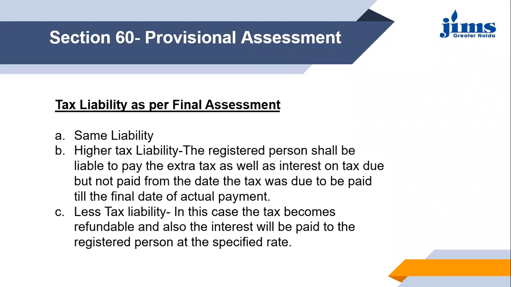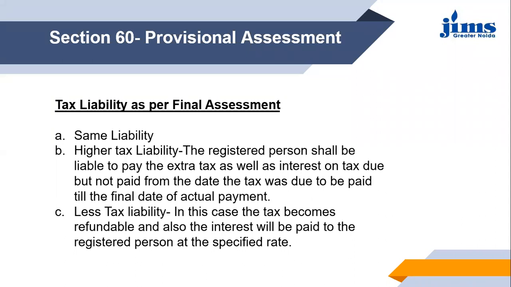Where the tax liability as per the final assessment is equal to the liability under the provisional assessment, the tax is neither payable nor refundable, because that amount has already been paid. Then comes the higher tax liability. Higher tax liability means the registered person is liable to pay extra tax, as in provisional assessment the tax calculated is less and the final assessment tax is high.